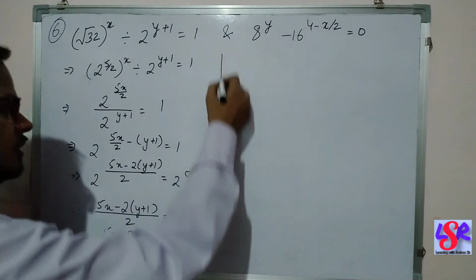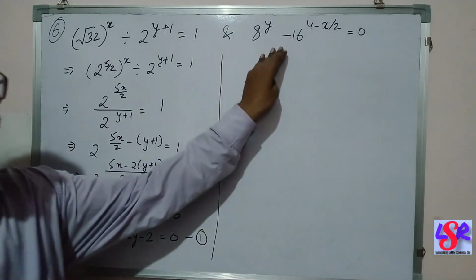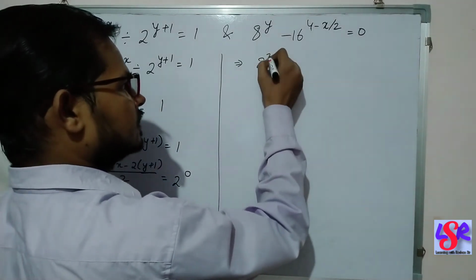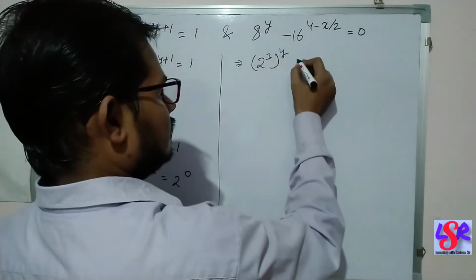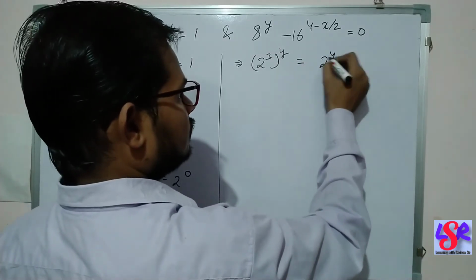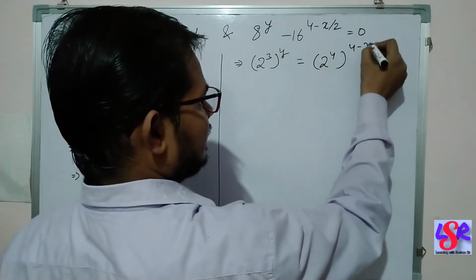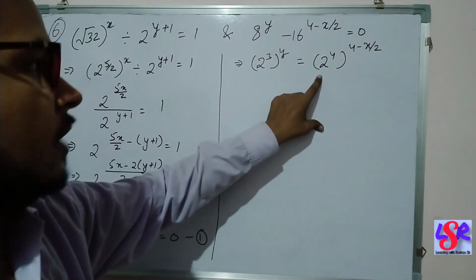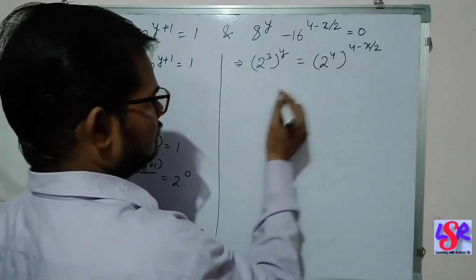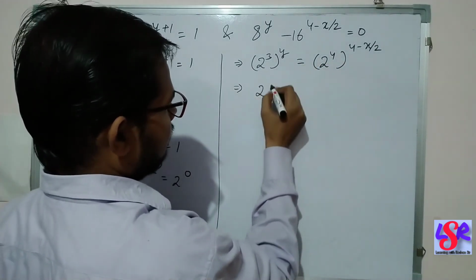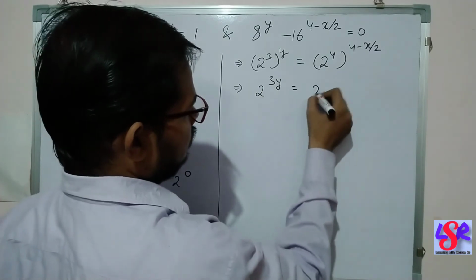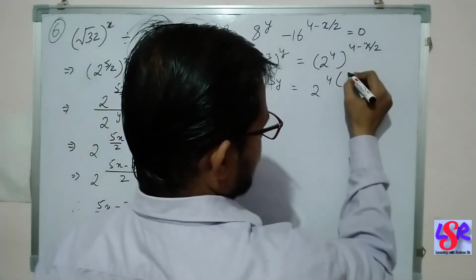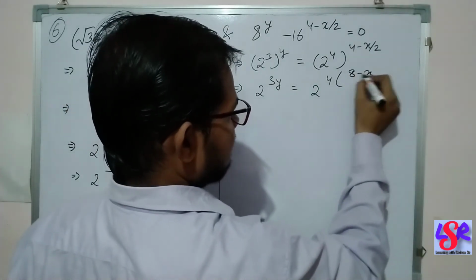Now we'll go for the second equation by the help of this one, and this can be written as 2 to the power 3 whole to the power y equals to 2 to the power 4 whole to the power (4 minus x) by 2. It was minus sign, so it is sent on the other side and got a positive one. Now the powers will be multiplied on both the sides. This will be 2 to the power 3y equals to 2 to the power 4 into, we can take the LCM on this 2, it will be (8 minus x) upon 2.